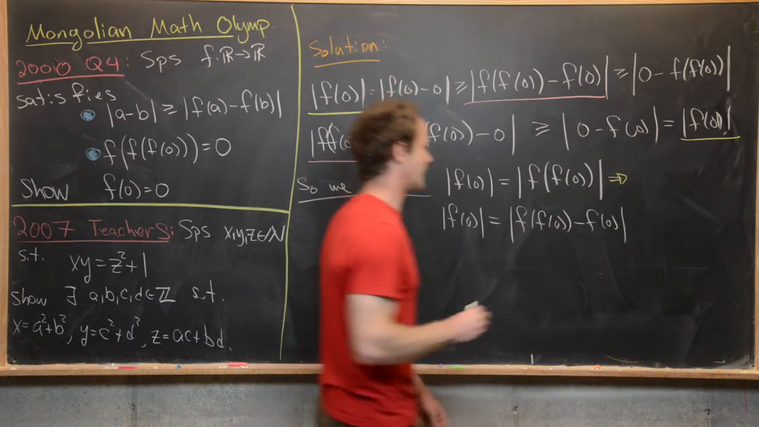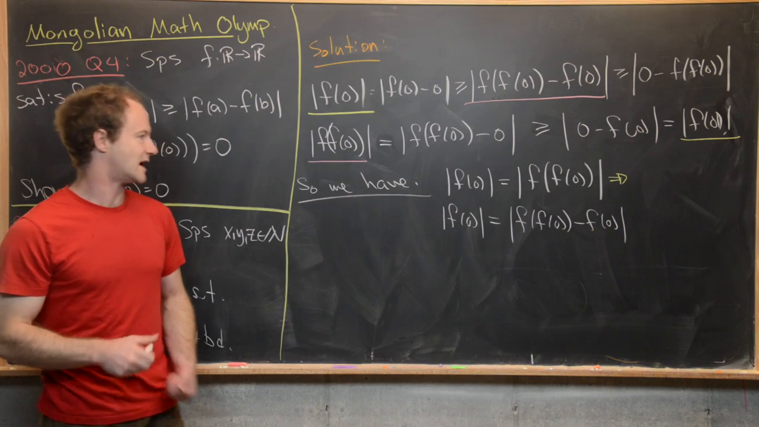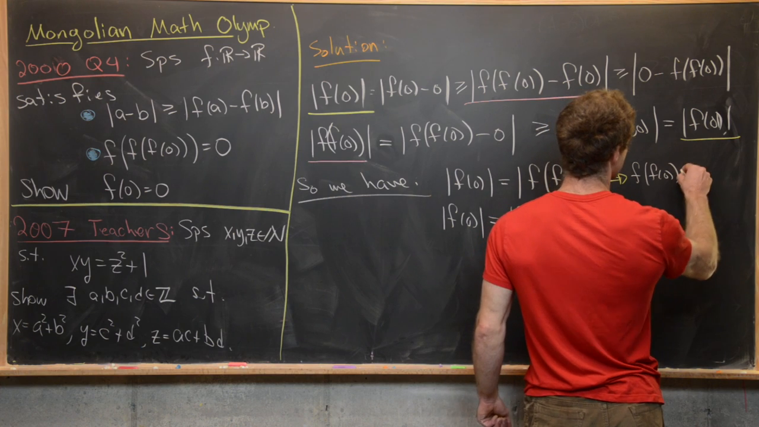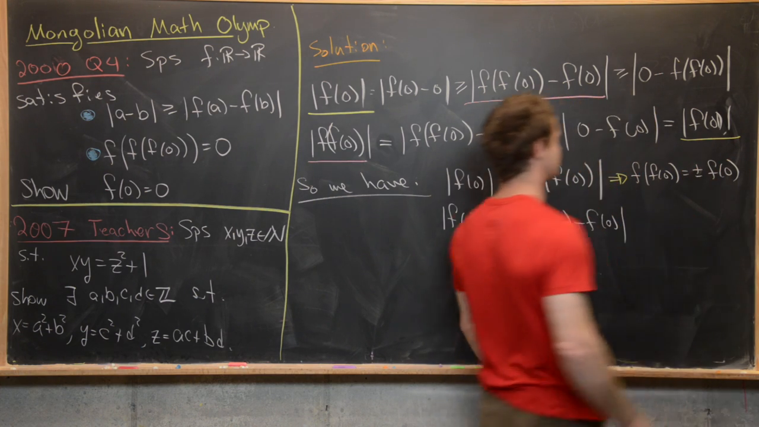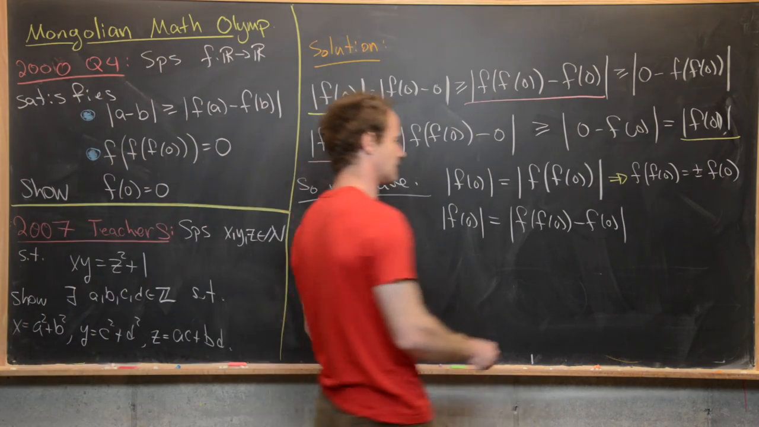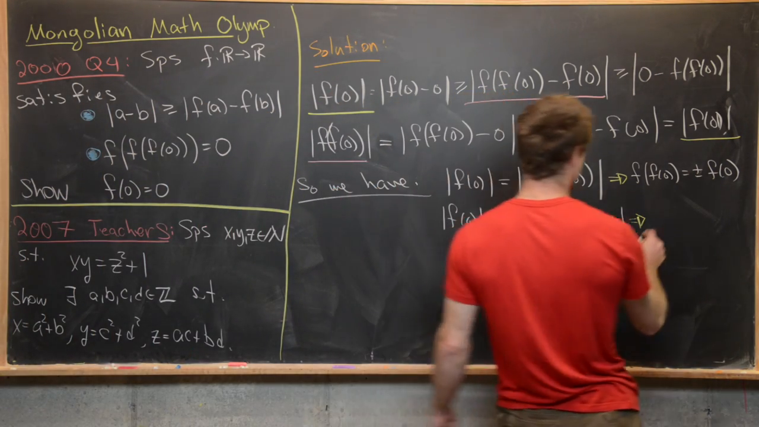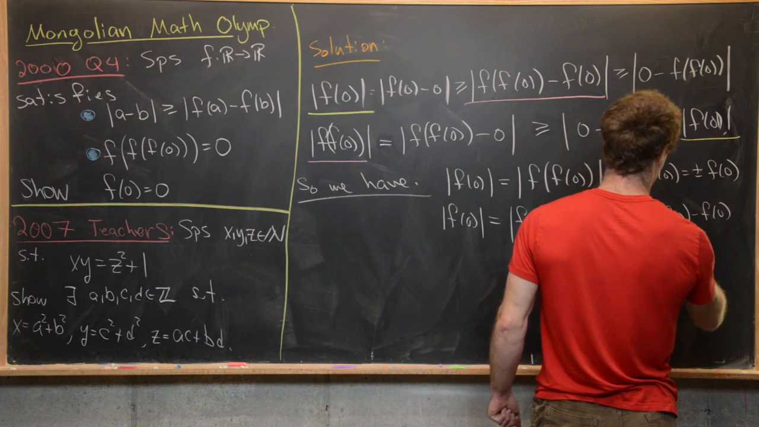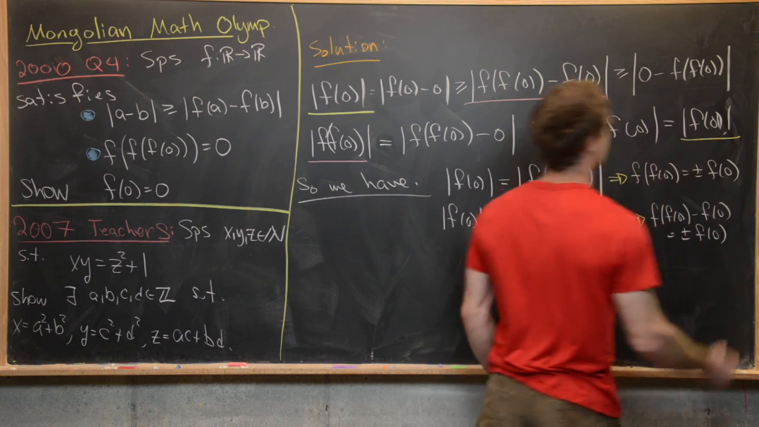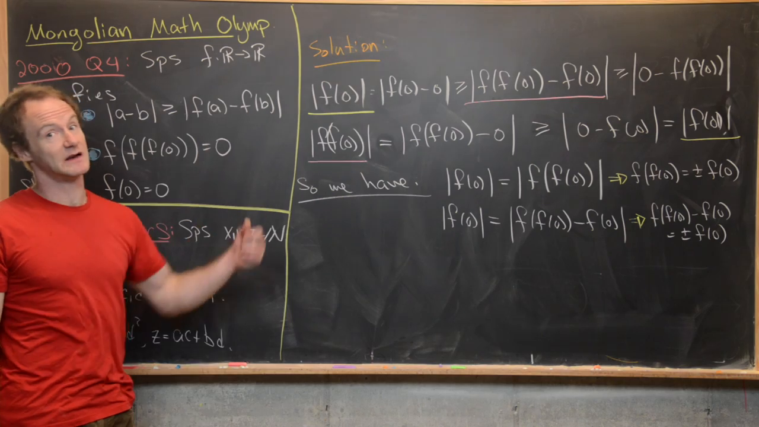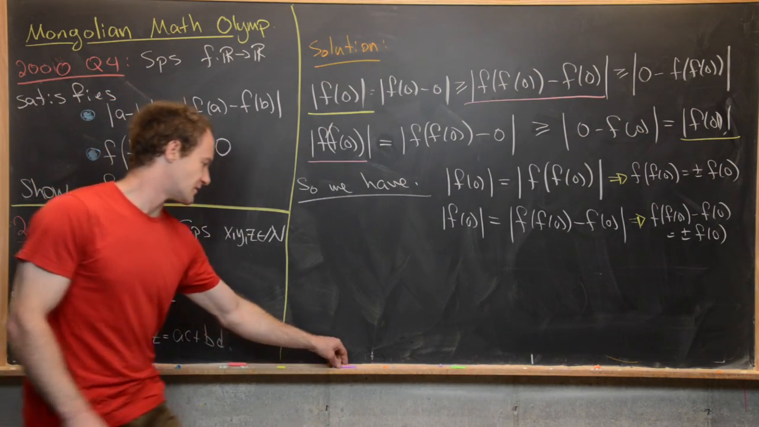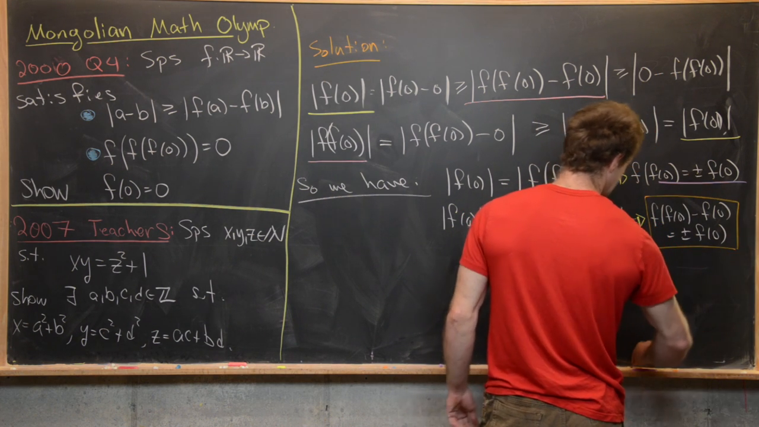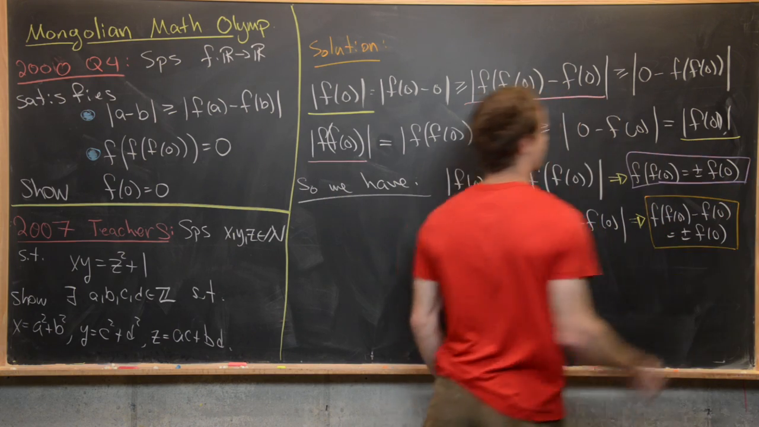If two things are equal in absolute value, that means they're equal to plus or minus each other. So what this tells us is that f of zero equals plus or minus f of zero, like that. And then likewise, this one tells us that f of zero minus f of zero equals plus or minus f of zero. But those pluses and minuses are independent of each other, so we have to be careful about that. So maybe I'll underline this one in purple and this one in orange so that we can keep a handle on which one we're working with.